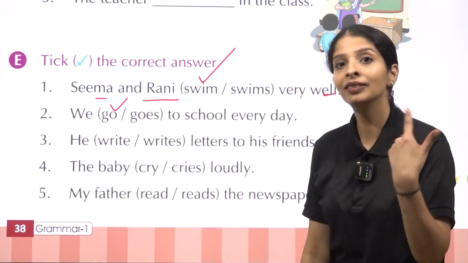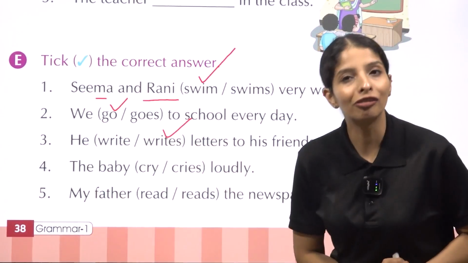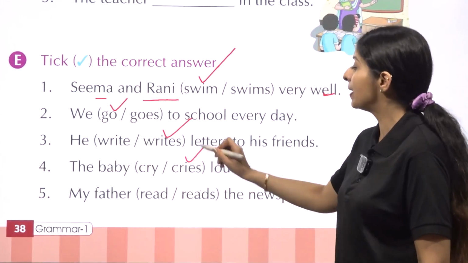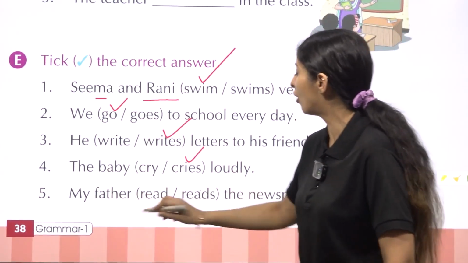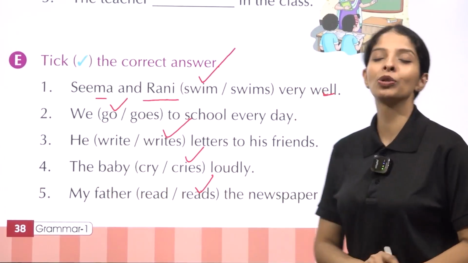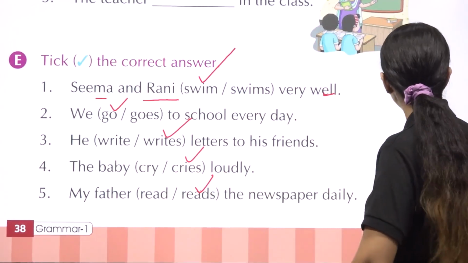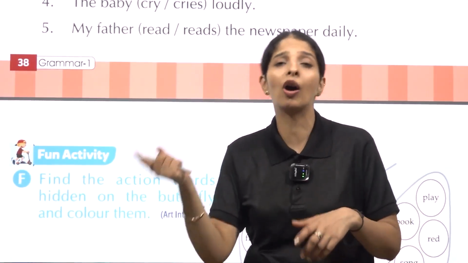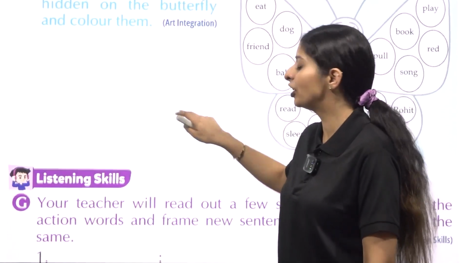He writes letters to his friends. The baby cry or cries? The baby cries loudly. My father reads the newspaper daily. So this is how you have to find out whether you have to use the verb with S or without S. Now there is a fun activity given to you.